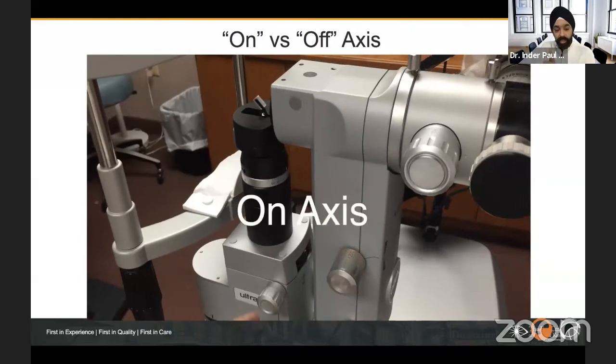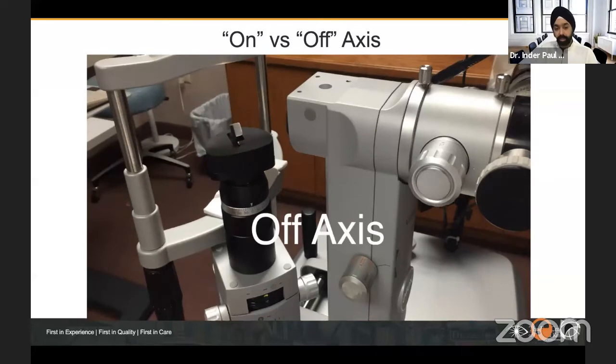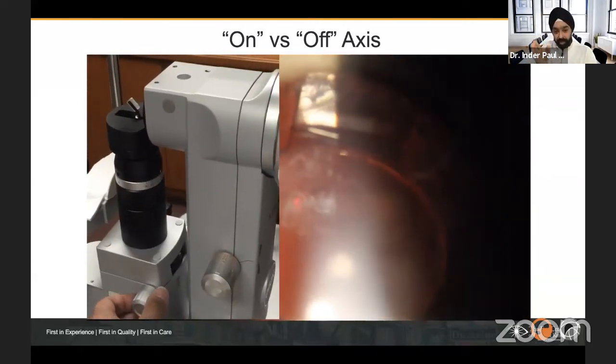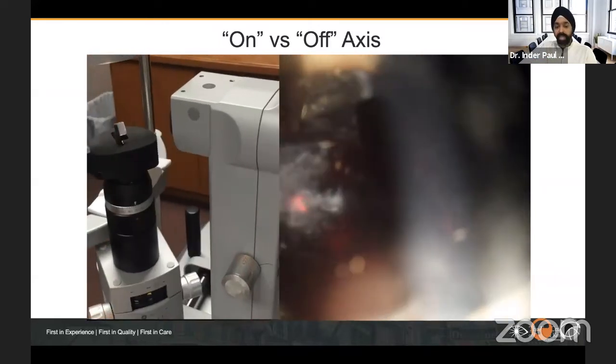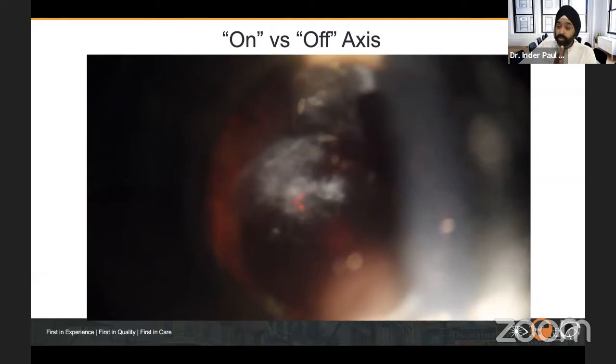When we're coaxial, we call it on axis. When we're oblique, it's called off-axis illumination. Again, what that does is change the illumination. When we're coaxial, we have a red glow. When we move it oblique, we lose that red glow to see anterior floaters. And you're going to notice on these videos, we're doing both to allow us to visualize.